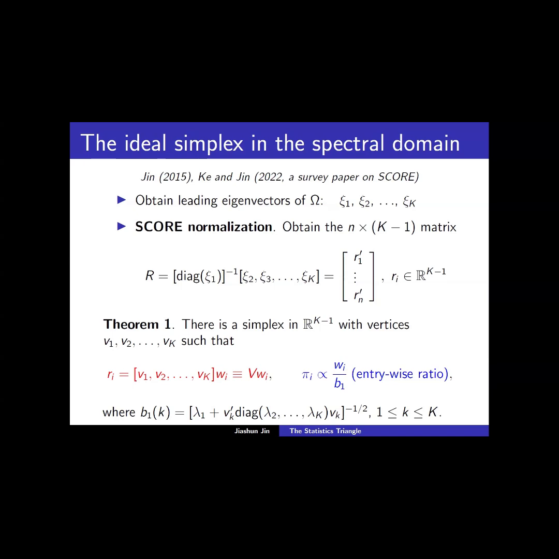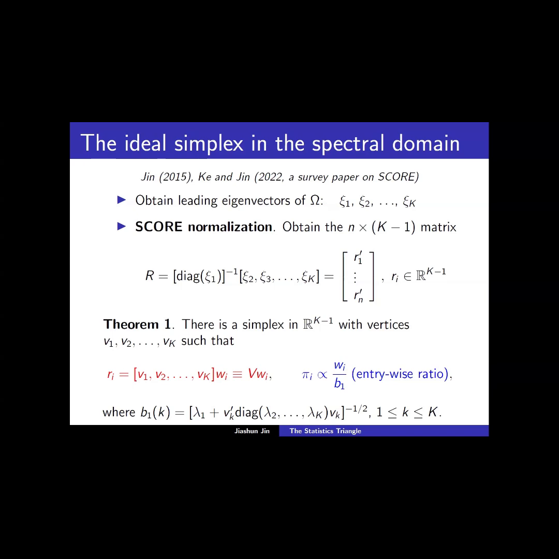What we do is the following. We think about the case where we do not have noise, for a minute. So we are given this omega. So real data is the matrix A. You obtain the leading eigenvectors. You take this ratio. This formula basically says, I'm going to divide the second eigenvector by the first eigenvector entry by entry, and the third by the first entry by entry. So eventually, we have an n by k minus 1 matrix here. We call it R.